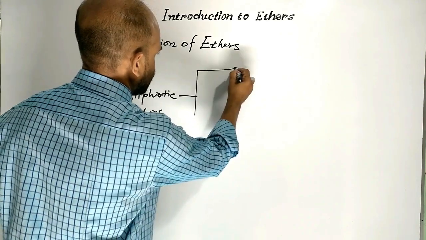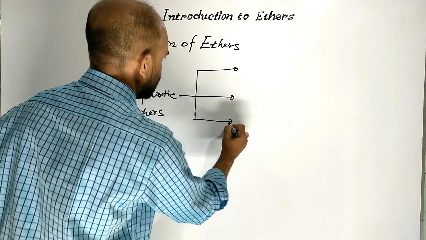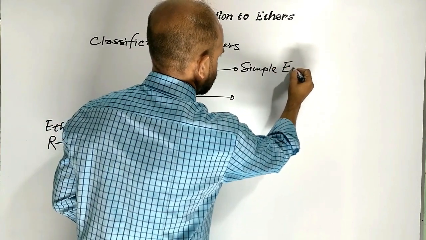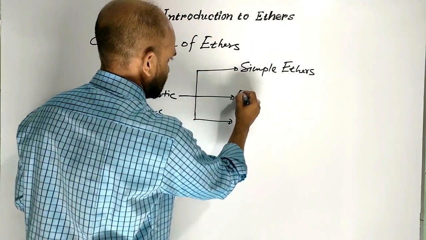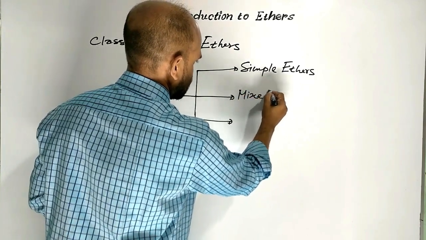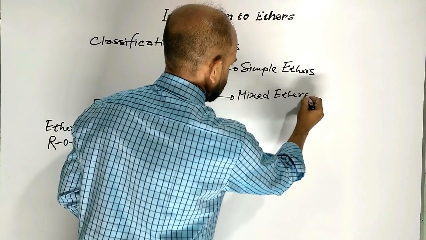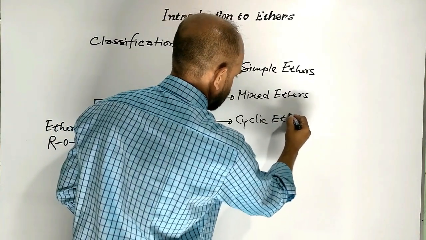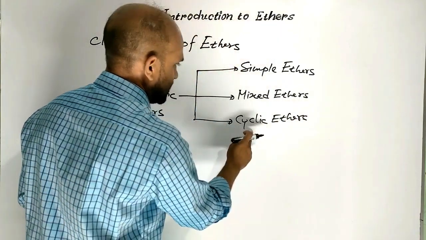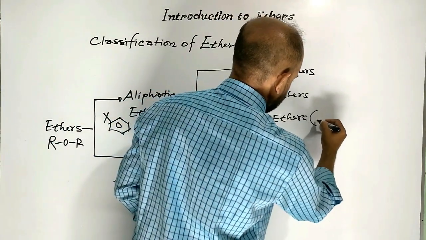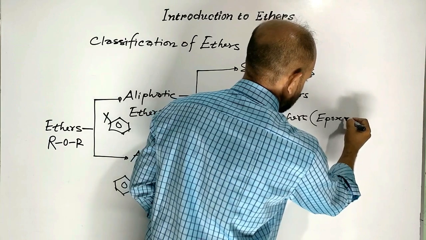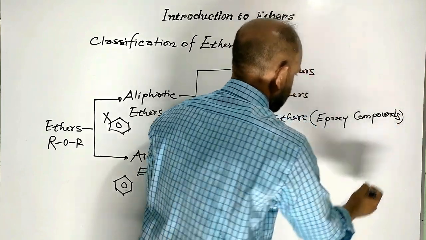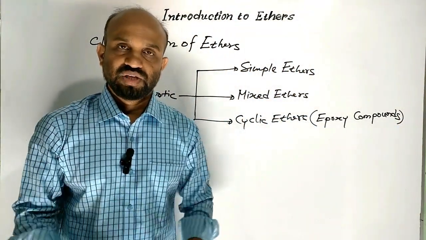Again, aliphatic ethers are classified into three groups: simple ethers, then mixed ethers, and cyclic ethers. Cyclic ethers are known as epoxy compounds. Now, let us see some examples of these ethers.